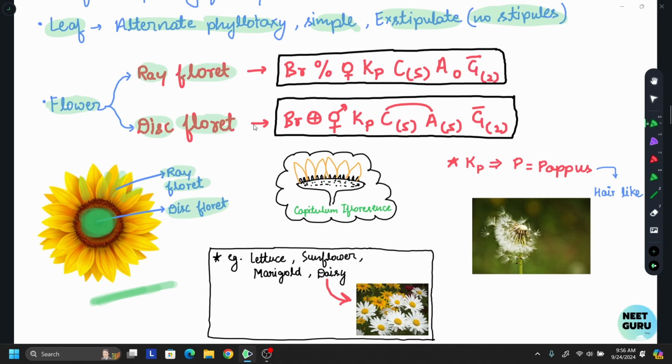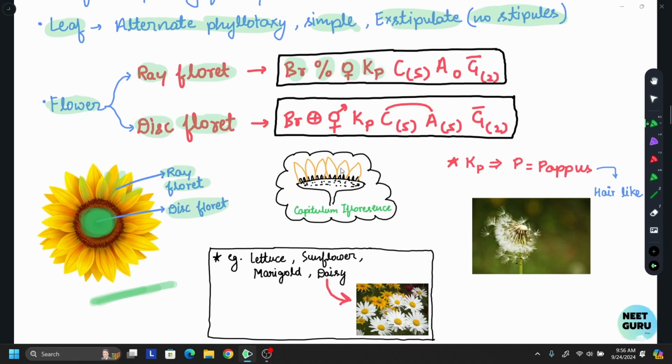Okay, so now ray floret have a different floral formula, and disc floret has a different one. Coming to ray floret, they are bracteate, they are zygomorphic, or you can say bilateral symmetrical. Only female flowers are present, okay, so they have only female flowers. Now calyx is P.